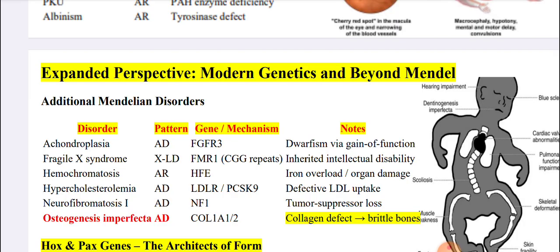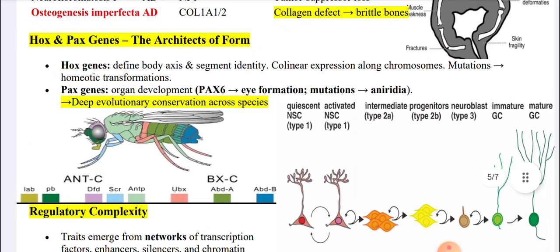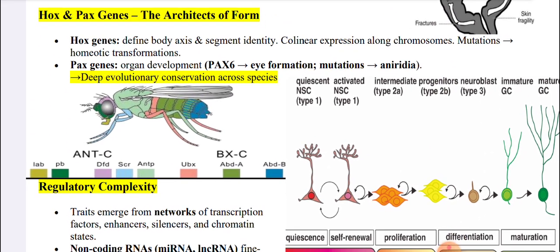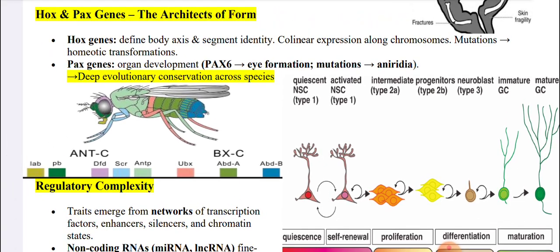Let's touch on those developmental master genes, Hox and Pax genes. This is Evo-Devo territory, evolutionary developmental biology. These genes are like the master architects or conductors of development. Hox genes are famous for setting up the basic body plan along the head-to-tail axis. They determine segment identity, essentially telling a block of cells you're going to become part of the thorax or part of the abdomen. And they have that amazing collinear expression.